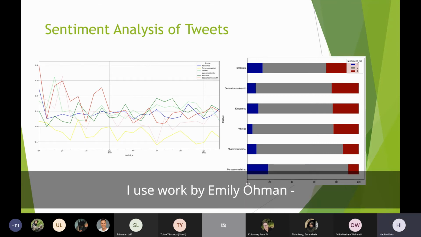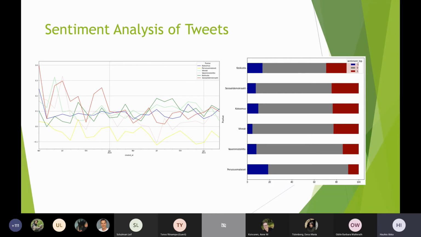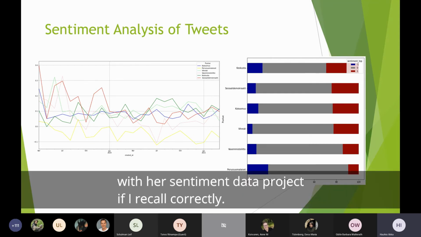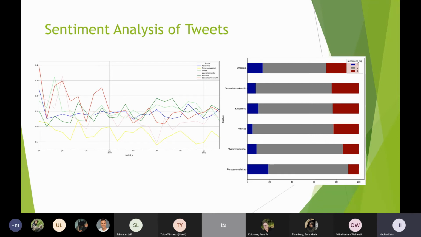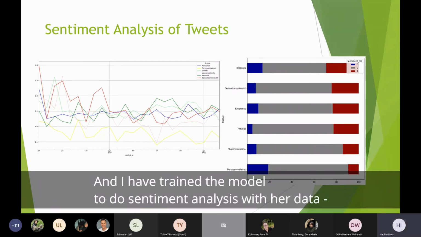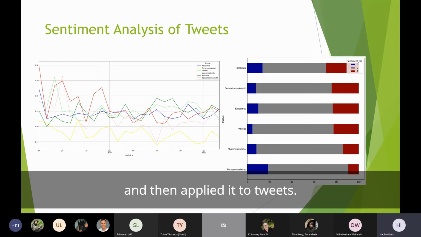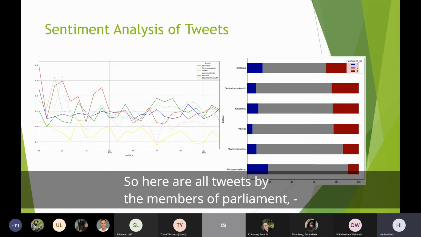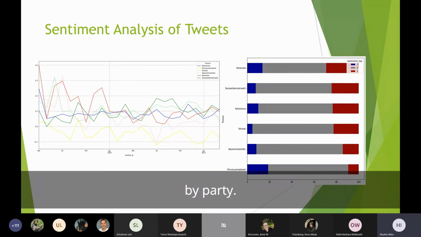I use work by Emily Ehrman, who has collected a list of sentences with her Sentimentator project, if I recall correctly, and I have trained the model to do sentiment analysis with her data and then applied it to tweets. And here we can see some results. So here are all tweets by the members of parliament by party.